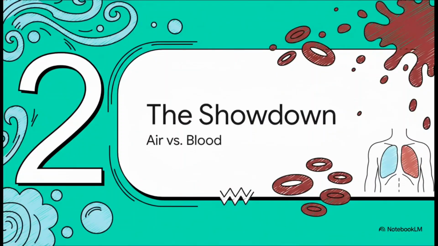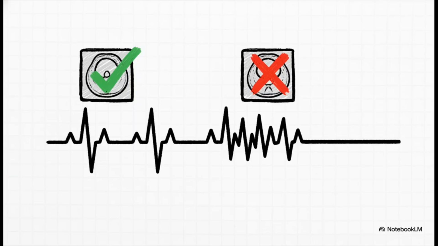Okay, so we've got the physics down. Now for the main event, the clinical showdown between air and blood. We're going to take that science and apply it directly to two huge, life-threatening conditions: pneumothorax and hemothorax. And let me be perfectly clear. This is not just some academic exercise for an exam. Knowing these two patterns and knowing them cold is a skill that literally saves people. Spotting the difference is the difference.